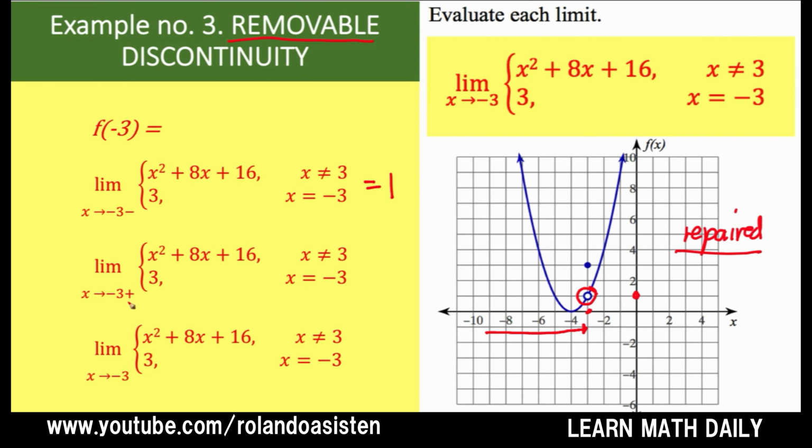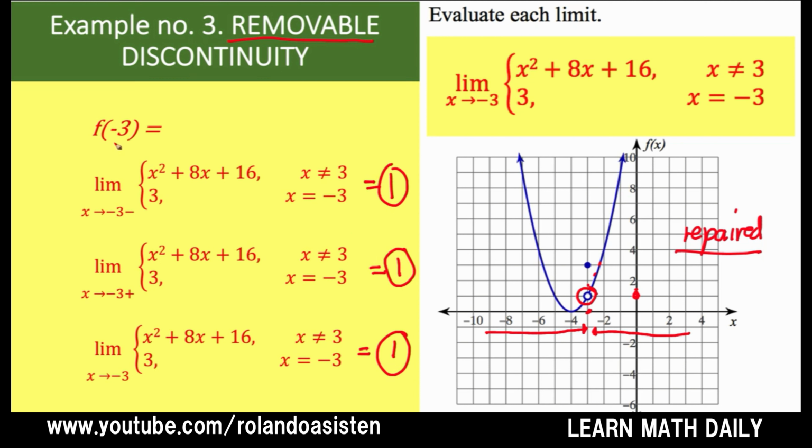Let's take the right-hand limit. As x approaches negative 3 from the right, so we are going this way, and what are the y values? The y values are these points. And as we get closer and closer to x equals negative 3, the y value is approaching also positive 1. So the limit is positive 1. Since both the left and the right-hand limits are the same, then the two-sided limit exists, and that is also equal to the same value of 1.